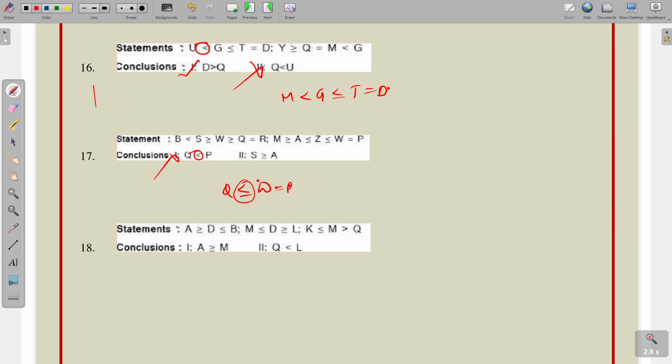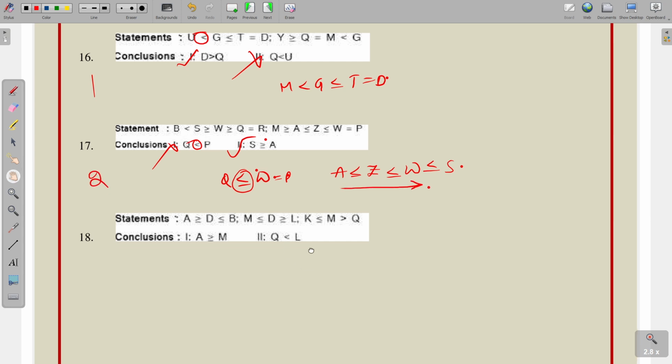Next, S greater than or equal to A. So see S, A, from A less than or equal to Z. So Z less than or equal to W, W less than or equal to S. Second one definitely follows. There is no opposite sign. So second is the answer.